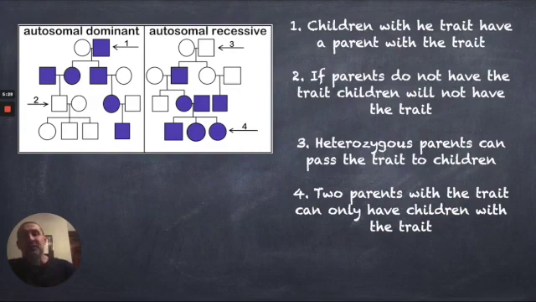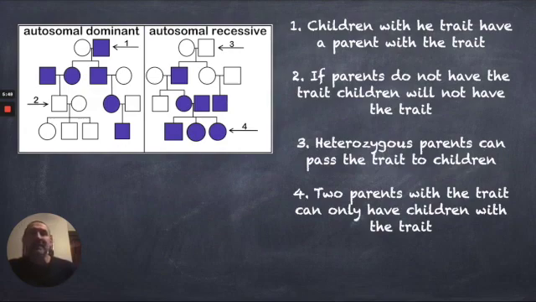Now, if there's two parents with the recessive trait, then they can only have children with the recessive trait. Little a crossed with little a can only have children that are little a's. All right, so that's our clue number 4. So a lot of times what you want to look for first is how do you decide if it's autosomal or sex-linked?